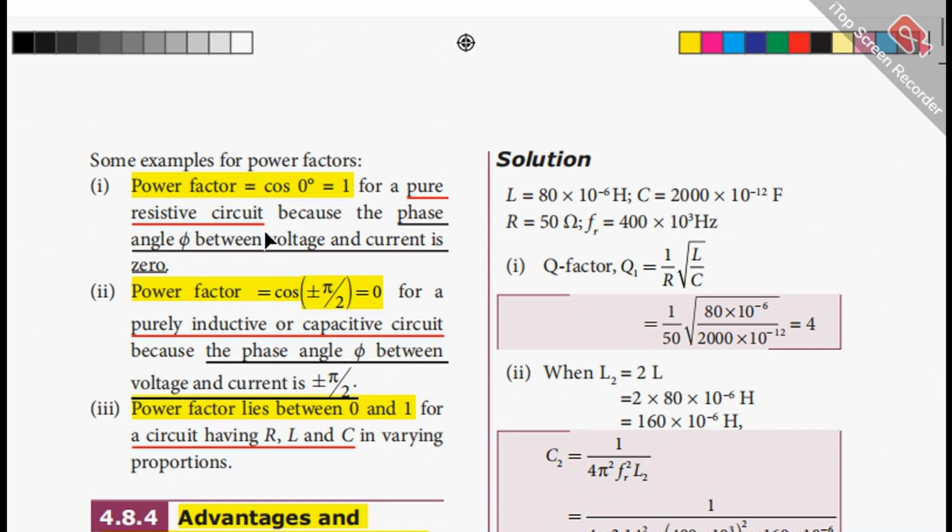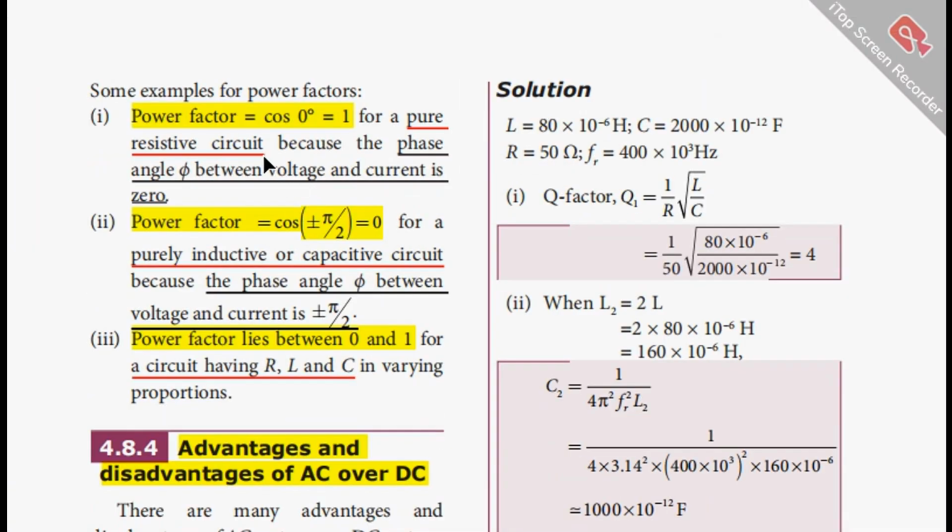Now, what are the examples of these power factors? They are given here. The power factor is equal to cos 0, that is equal to 1 for a pure resistive circuit, because the phase angle phi between voltage and current is 0. Power factor is equal to cos plus or minus pi by 2, and thus also equal to 0 for a purely inductive or capacitive circuit, because the phase angle phi between voltage and current is plus or minus pi by 2. The power factor lies between 0 and 1 for a circuit having RLC in varying proportions.